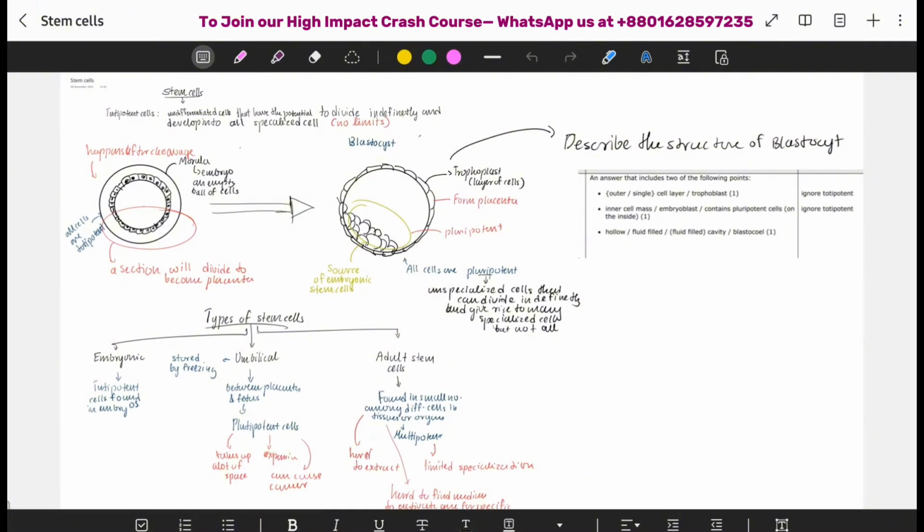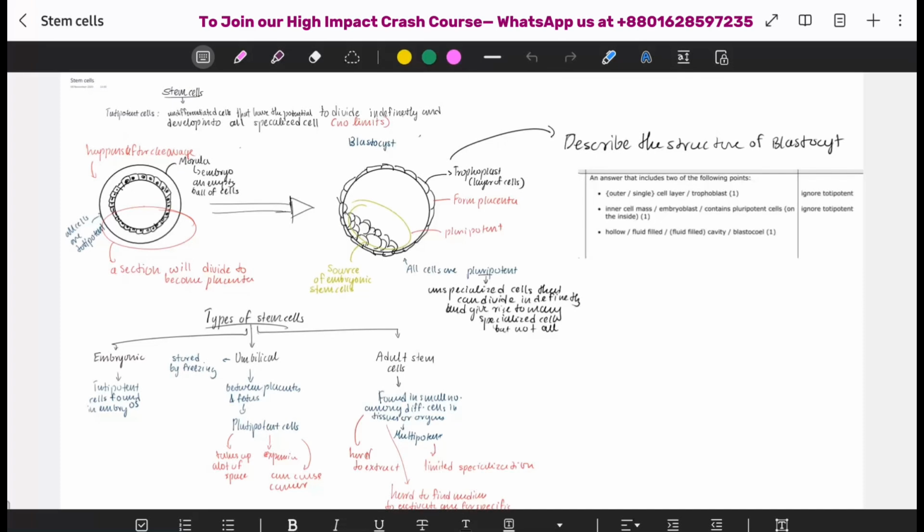Anyone difference? Yes, totipotent can differentiate into all types of cell. Okay, which pluripotent cannot, yes. They will only differentiate to embryonic cells and all. Yeah, basically pluripotent, they have this restriction type, they can't differentiate into all types. Very good, yeah.